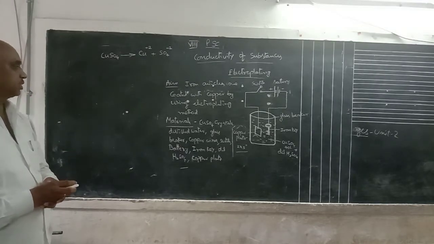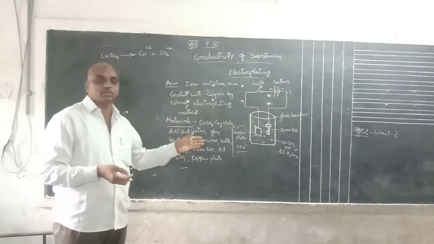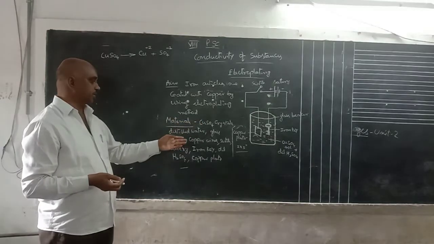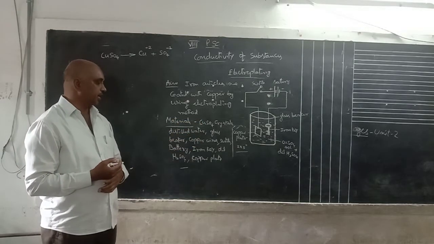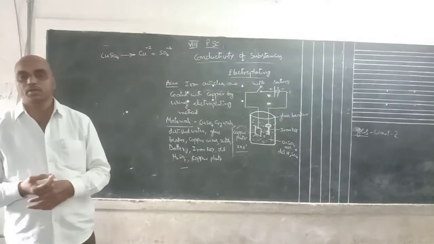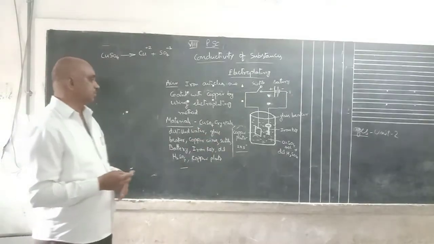Okay, what are the materials required? What are the materials to take in this activity? Write all this: copper sulfate crystals, distilled water, glass beaker, copper wires, switch, battery, iron key, dilute sulfuric acid, copper plate. Take all these things. Copper plate size is 2 into 5 centimeters.